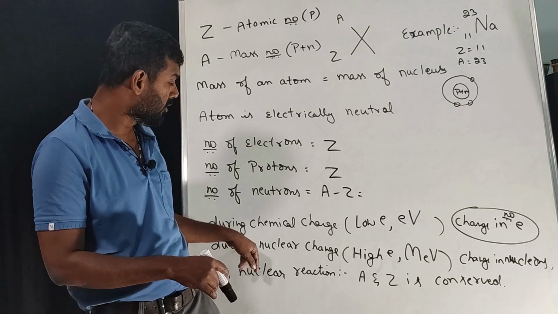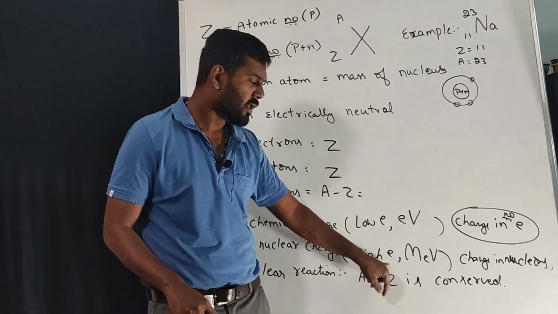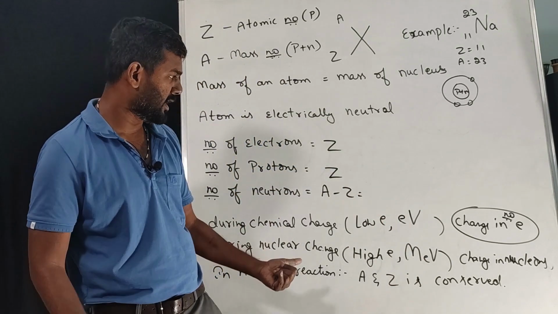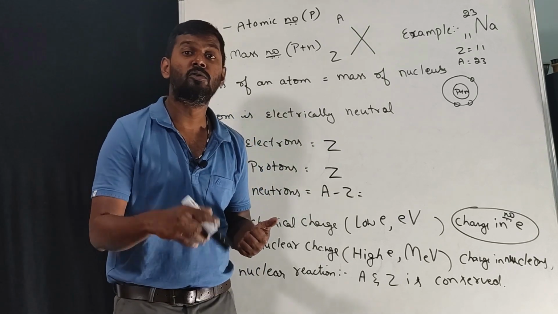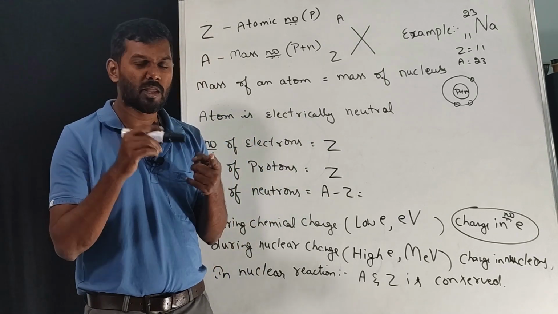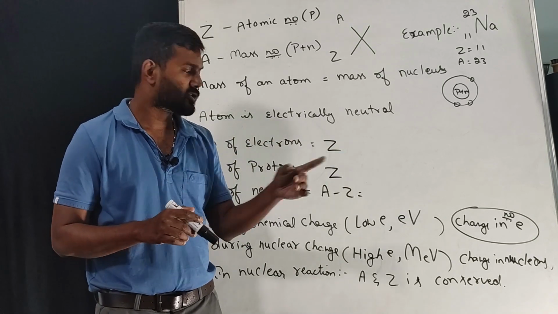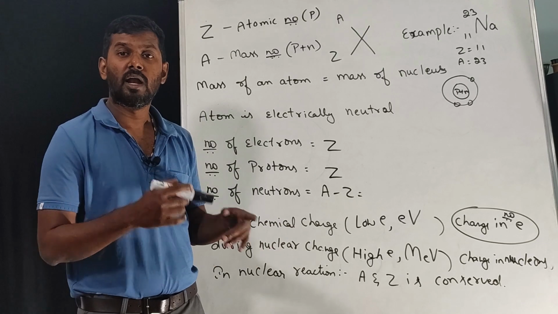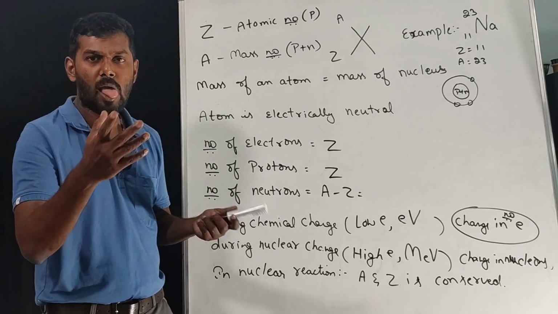Next, during nuclear change, it requires high energy, in terms of mega electron volt, and during the nuclear change, there will be a change in number of nucleons. What do you mean by nucleons? The number of protons and neutrons together are called nucleons. So nuclear change happens inside a nucleus. This chemical change will not go inside a nucleus, it happens on the outermost orbits.